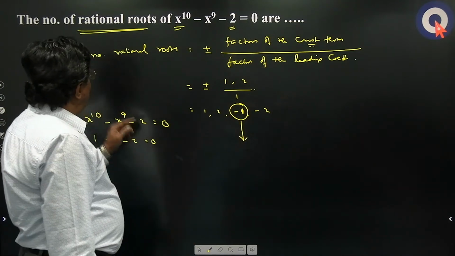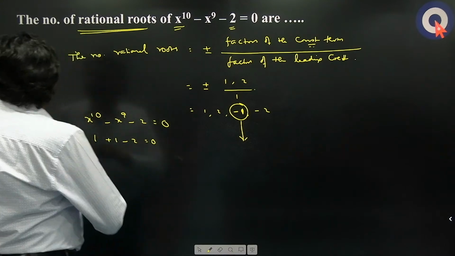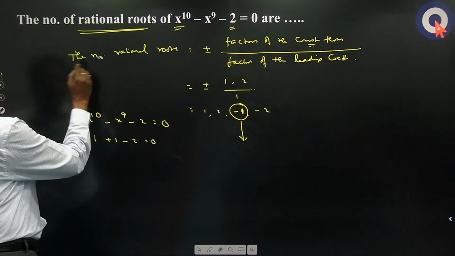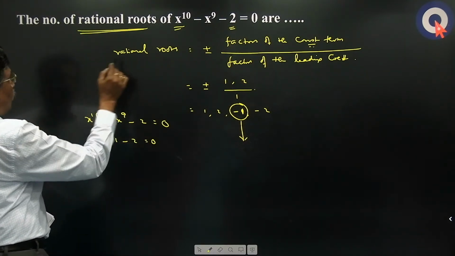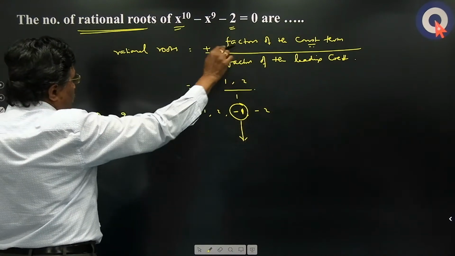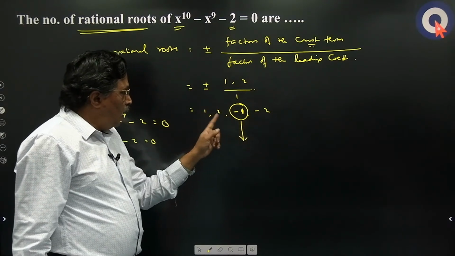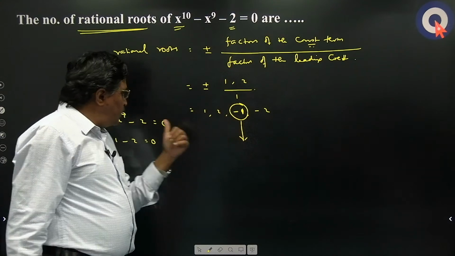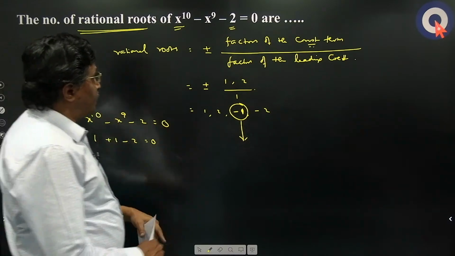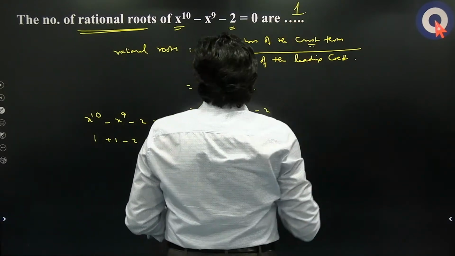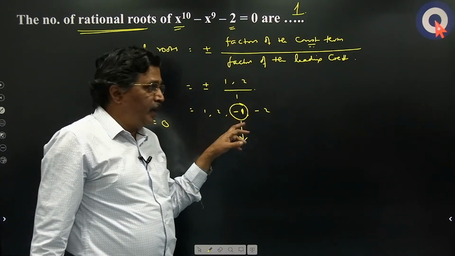Once again I am telling, rational roots are to be chosen from the numbers that you get from here. So rational roots are among the numbers that you get here, and among them minus 1 is the only fitting thing. So minus 1 is the only rational root. So the number of rational roots is 1. Go through the proof of this theorem to appreciate the idea behind this.